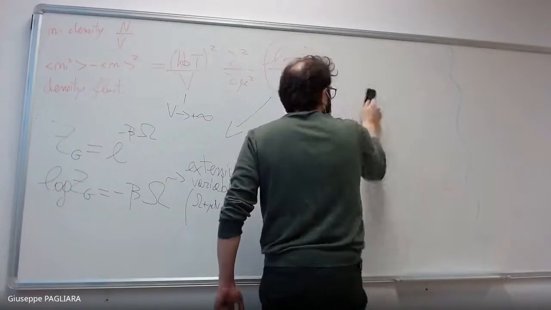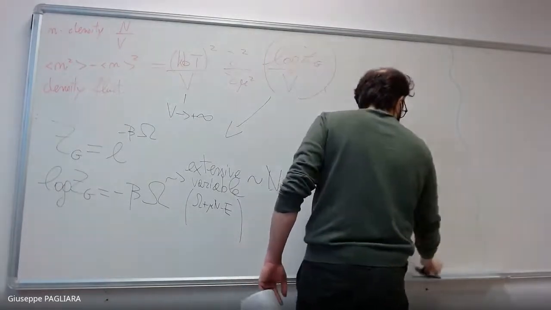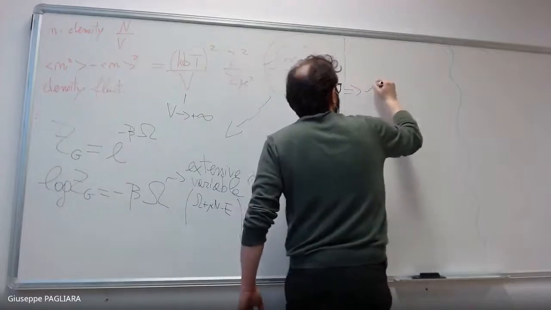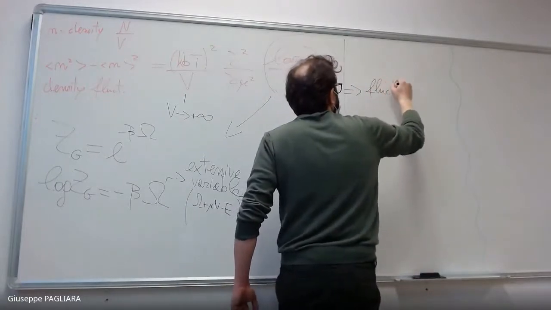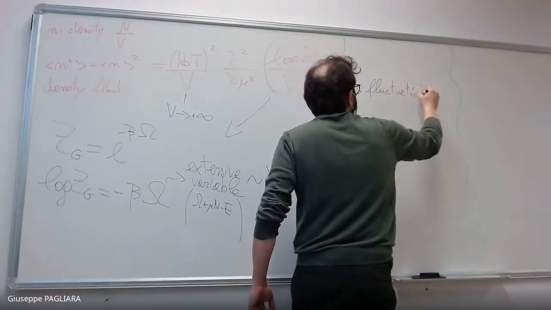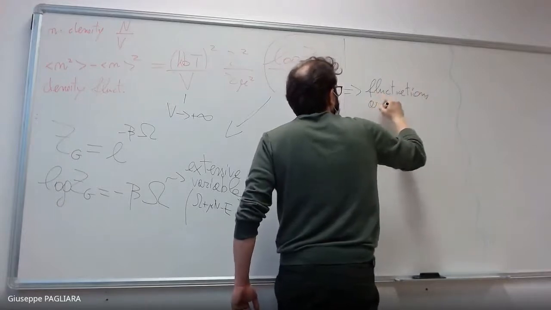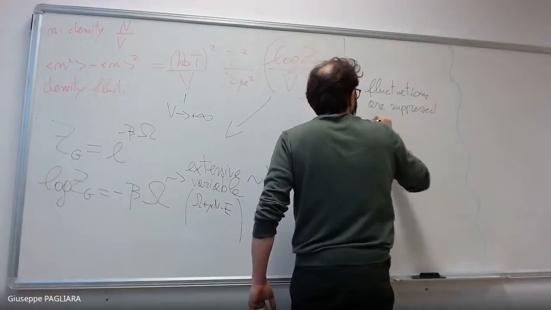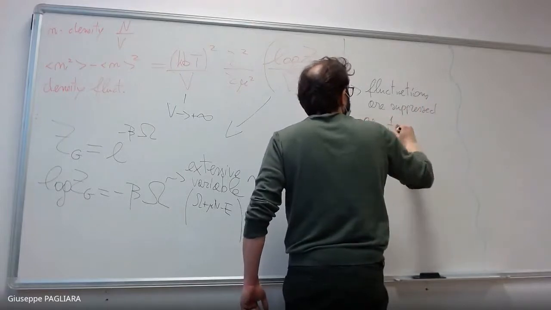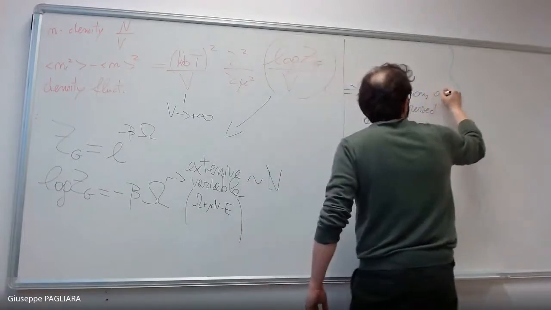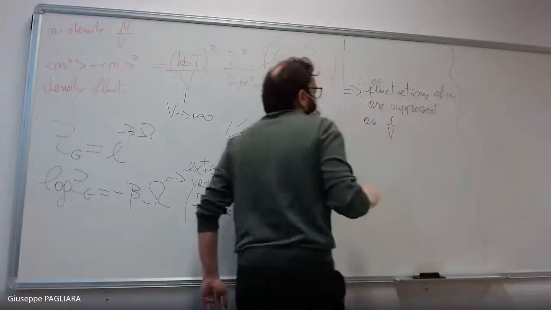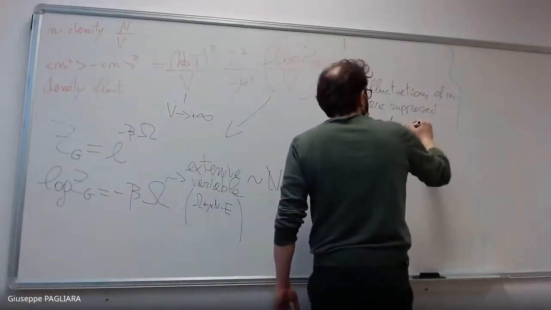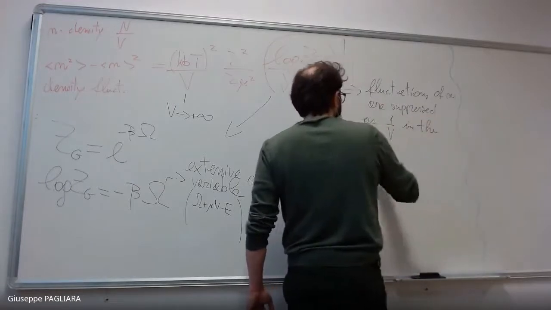So in normal conditions, the conclusion is that the fluctuations of the density are suppressed as 1 over V, over the volume, in the thermodynamical limit.